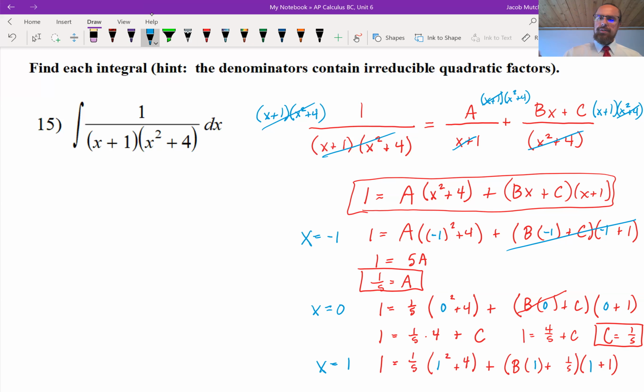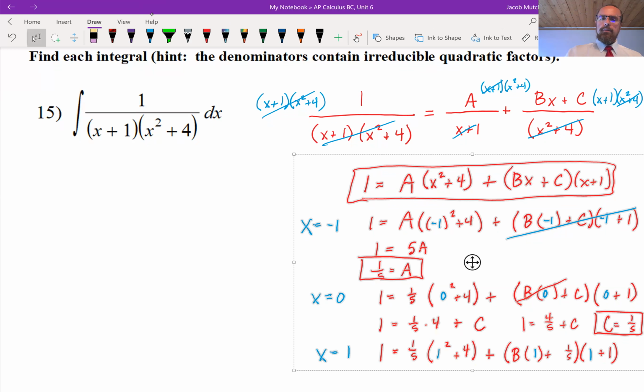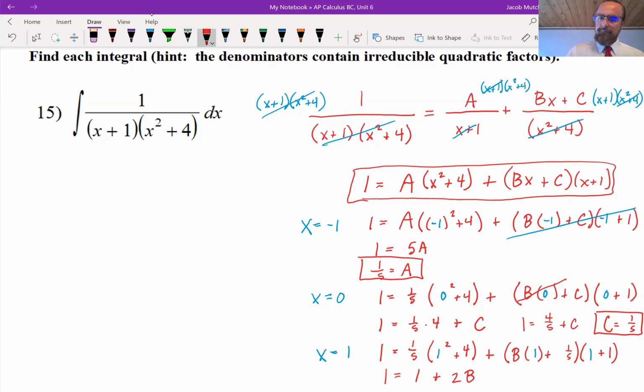So let's reduce this down. I've got 1 equals, so this is going to be 1 squared plus 4 is 5. 5 times a fifth is 1. And then I've got a 2, so I'm going to distribute the 2 to the B, so 2B plus 2 times 1/5 is 2/5. If I subtract my 1s, they're going to cancel. Subtract over 2/5, I'm going to get negative 2/5 equals 2B. Divide by 2, I'm going to get B equals negative 1/5.